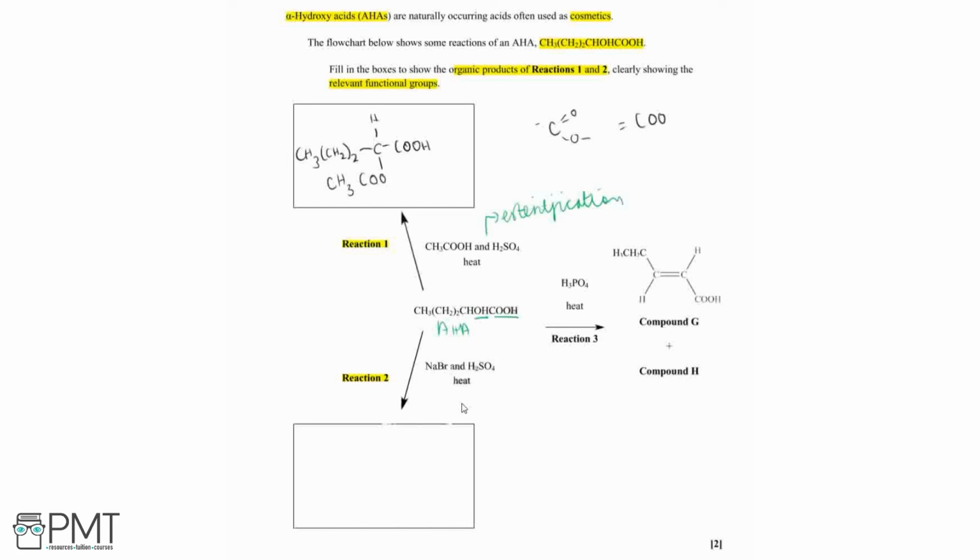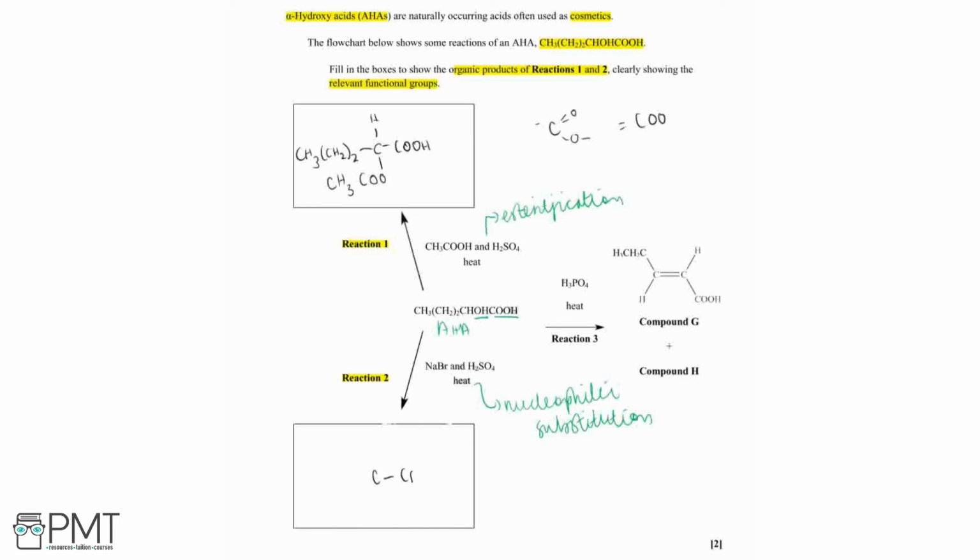And these are the reagents for a nucleophilic substitution reaction. So we're going to be substituting the alcohol from our AHA with a bromide ion from the sodium bromide. And this sulfuric acid is again acting as a catalyst to help substitute out the hydroxide with the bromide overall. So let's draw out the product for this reaction.